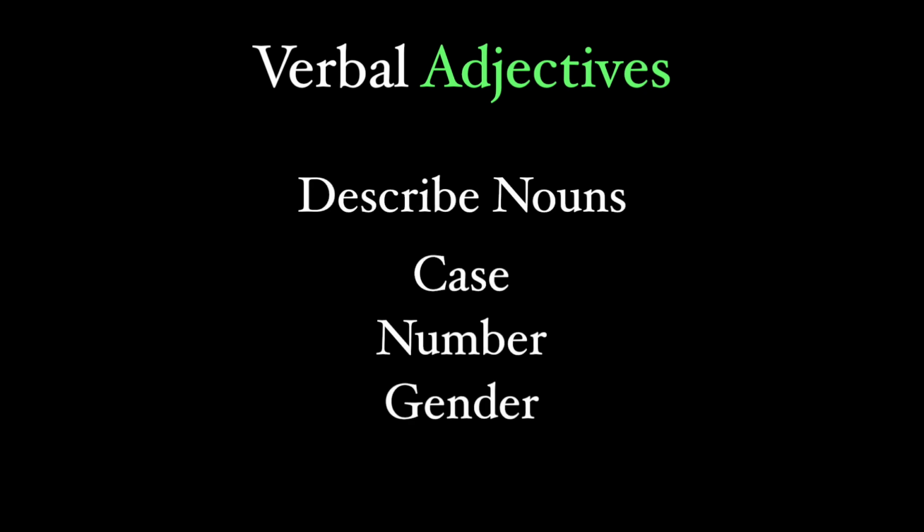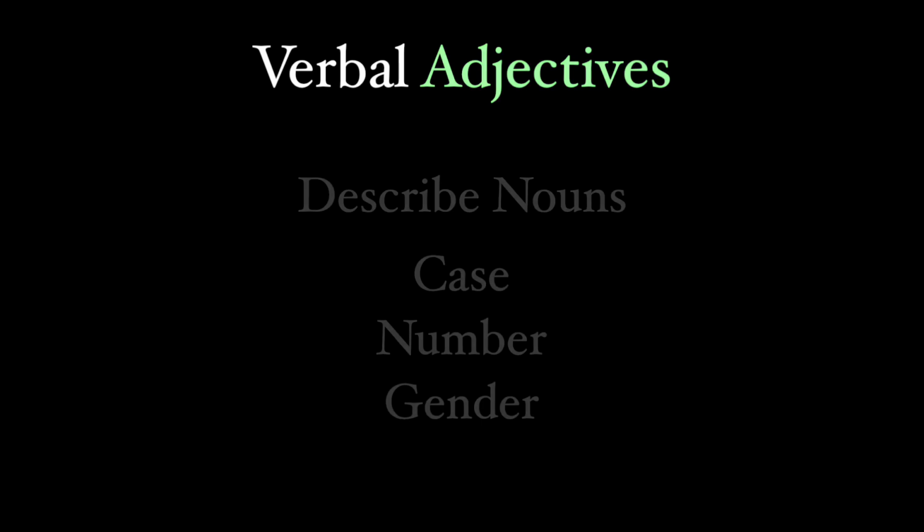First off, participles are verbal adjectives. And what does this mean? Well, most importantly, it means that participles are adjectives first and foremost, and so, because of this, participles always describe nouns. So a participle will have the same case, number, and gender as the noun it describes, but it has the verbal component, and that's because participles originate from verbs.